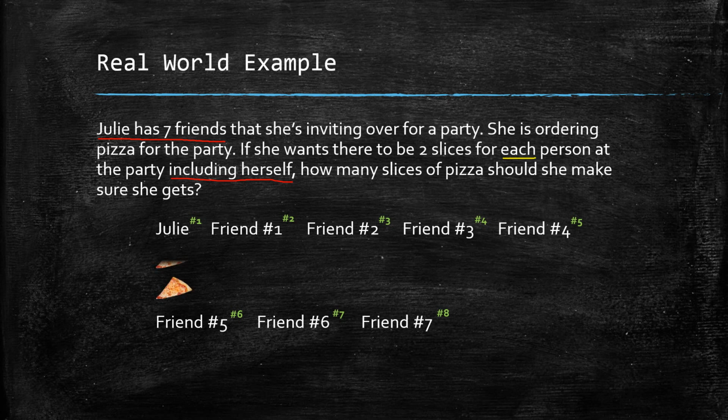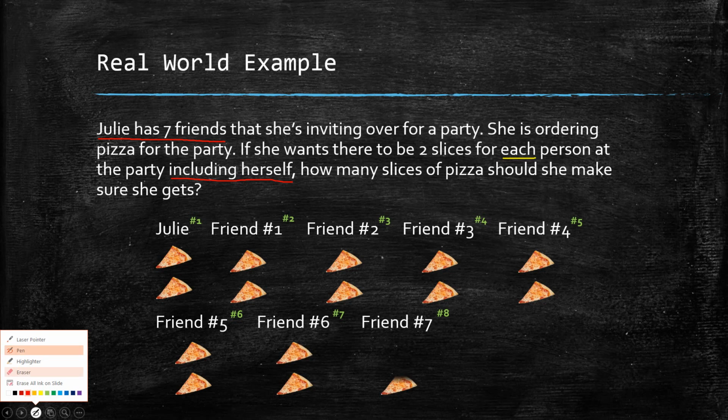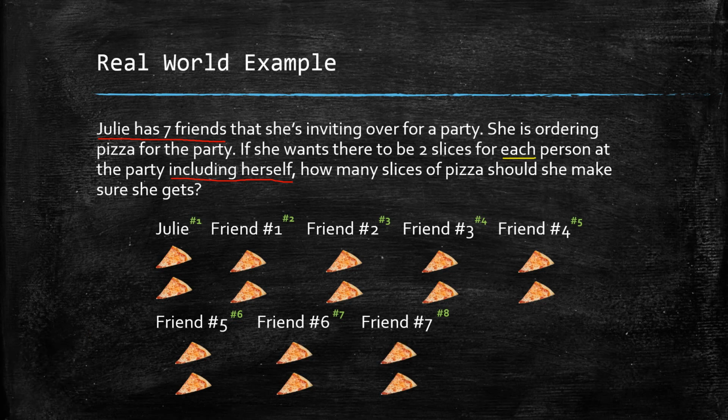And if we give them all pizza, it says here in the problem, 2 slices for each person. So if we give them that, right? 1, 2, 1, 2, 1, 2, 1, 2, and so on for each person. And it asks us how many slices of pizza should she make sure she gets. In other words, how many total will she need? And we can do that with, you guessed it, multiplication.